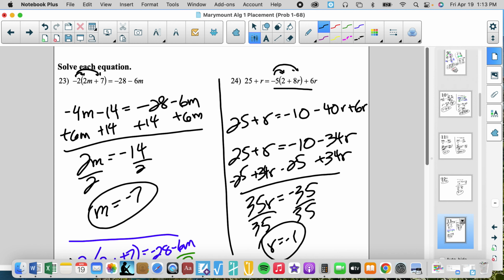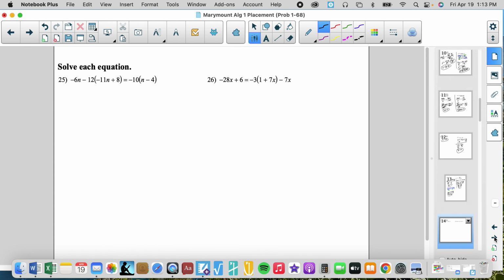So the answer is negative 1. They use solution sets. You should be very comfortable with solution sets. We know that.